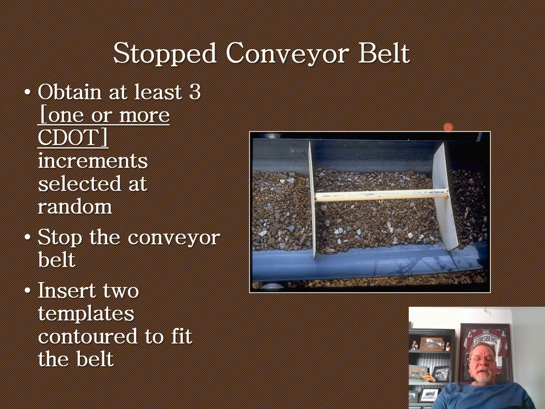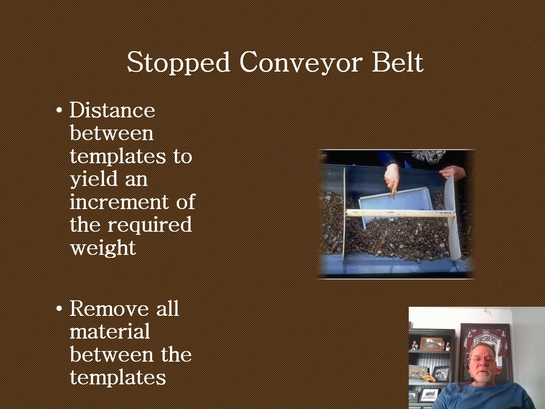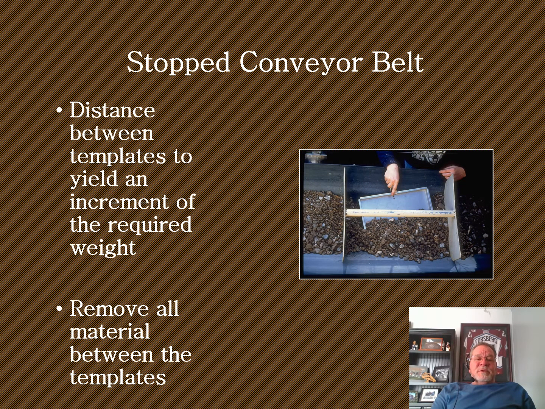Stopped conveyor belt, again, we don't see this very often. CDOT requires 1 or more samples between the 2 templates. Slide this template in, get it down to the bottom of the belt, so it's not allowing any of the materials, clearing the belt using a broom and dustpan to get all the fine particles off of the belt. The distance between the templates will yield an increment, and it may or may not be enough material, so you may have to take a second cut or a third cut to get enough material for what you need to be testing.